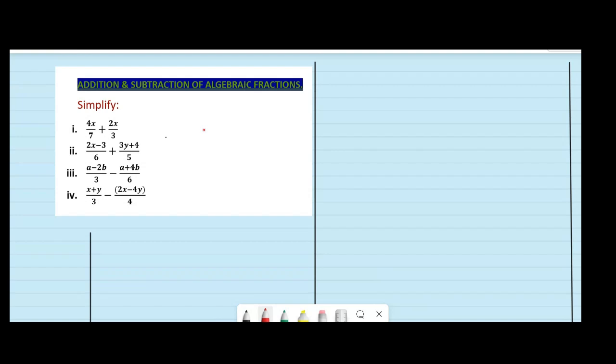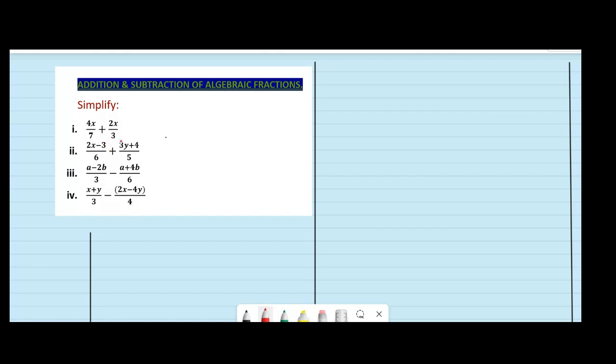As you can see from the expressions that we have here, in (i) we have 4x as the numerator, which is an algebraic expression. When you take the other fraction, we have 2x, which is also an algebraic expression. So all the fractions that we see here, in one way or the other, contain an algebraic expression, and they are forming fractions as well. Together, we call them algebraic fractions.